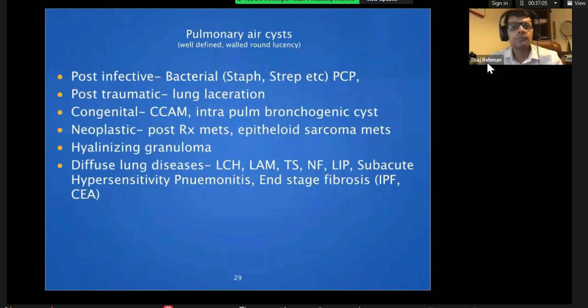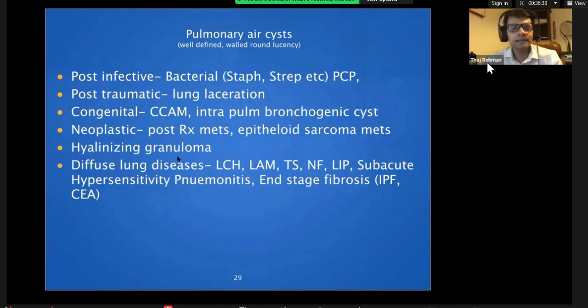They are pulmonary cysts and they are non-uniform, which is suggestive of LCH rather than LAM. So pulmonary cysts can be post-infective. Commonly we have learned that staph infection can develop pulmonary cysts, and PCP is quite common, post-traumatic, congenital in CCAM or intrapulmonary bronchogenic cyst, neoplasm, especially after treatment of metastasis, and epithelioid sarcoma metastasis, which you may not ever see in your life, and amyloid granuloma.